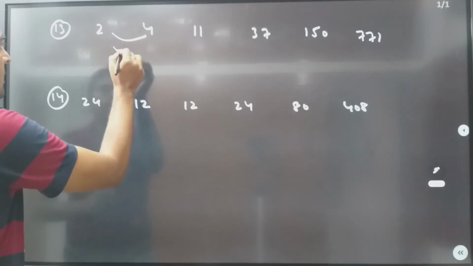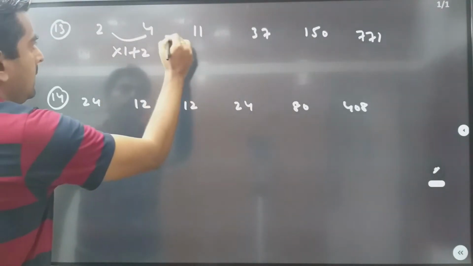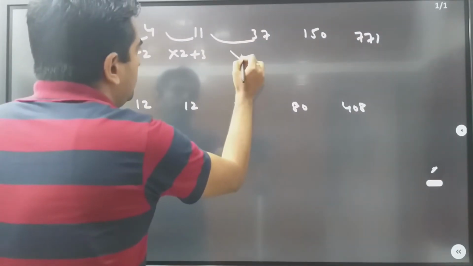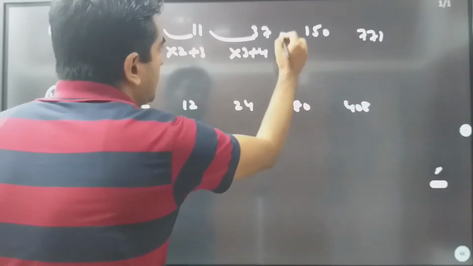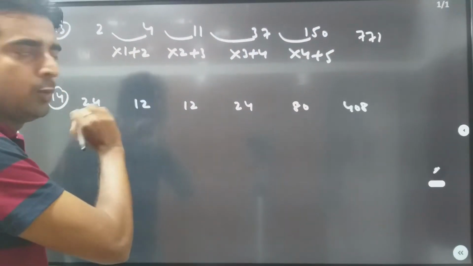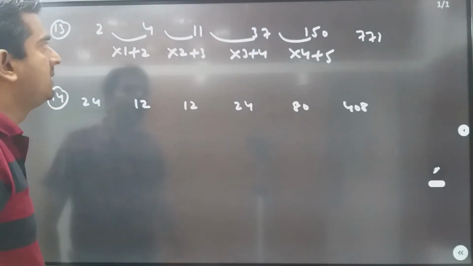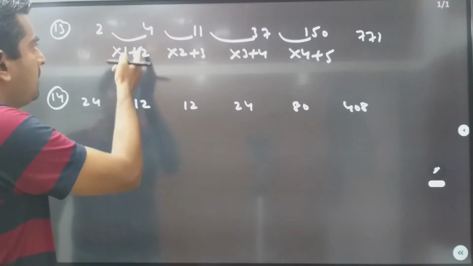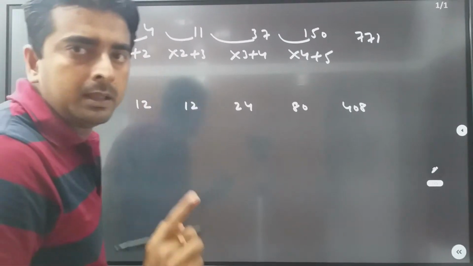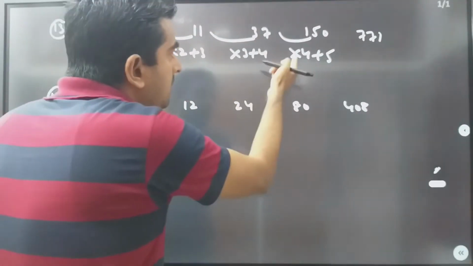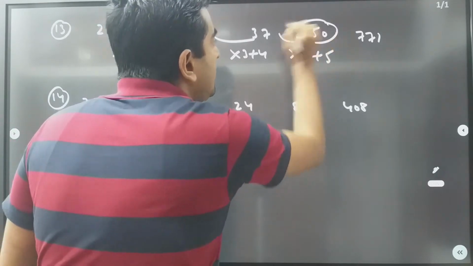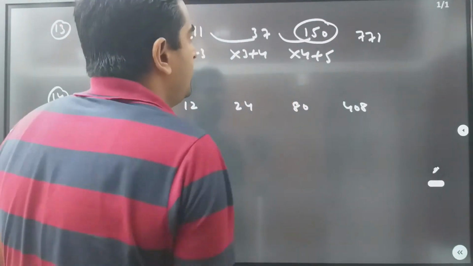This is ×1 plus 2, this is ×2 plus 3, this is ×3 plus 4, this is ×4 plus 5. Now we need to have good simplification or calculation skills. These are all correct. ×1 plus 2 is 4, ×2 plus 3 is 11, ×3 plus 4 is 33 plus 4, 37. But 37 ×4 is how much? 148 plus 5 is 153. My wrong number is 150.